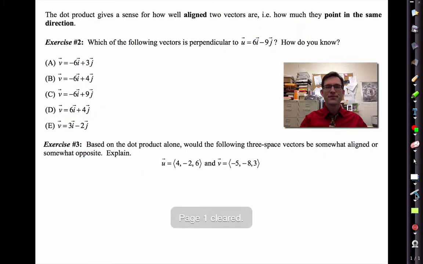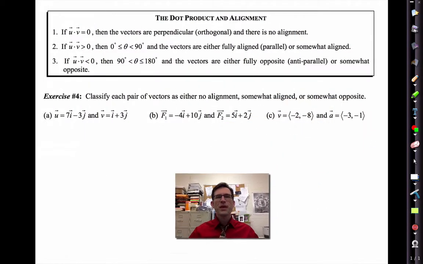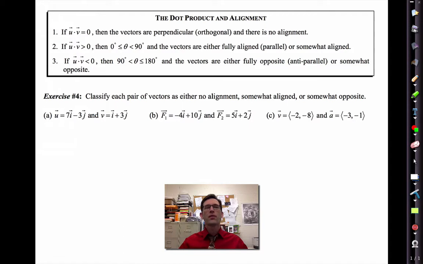All right, let's get rid of it. So the alignment of 2 vectors is all about the dot product. If a dot product is equal to 0, then the 2 vectors are perpendicular. Very, very important. If the dot product is greater than 0, then the angle must be between 0 and 90, and the vectors are either fully aligned, they're parallel to each other, or they're somewhat aligned. And again, the fully aligned is simple. If one of them is simply a positive multiple of the other, they're fully aligned.